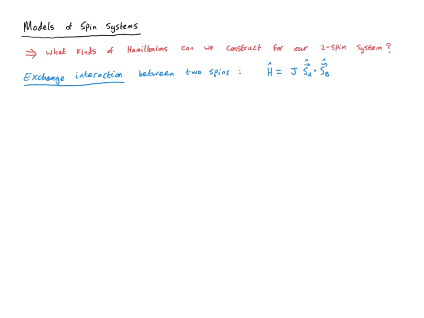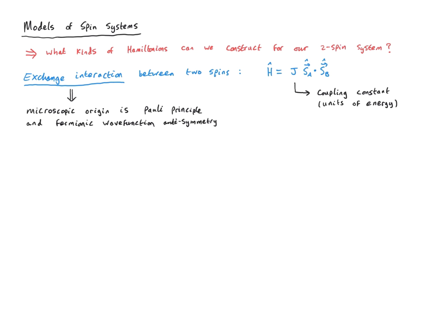There is a correction to the energy of the system due to the interaction between the spins A and B following from this term. The parameter J here is just a coupling constant. It's a scalar number which parameterizes the strength of the interaction. It can either be positive or negative, depending on the situation, and J has units of energy. Before I talk about solving the Schrödinger equation for such a Hamiltonian, first let me explain a bit about where this exchange interaction between spins comes from.